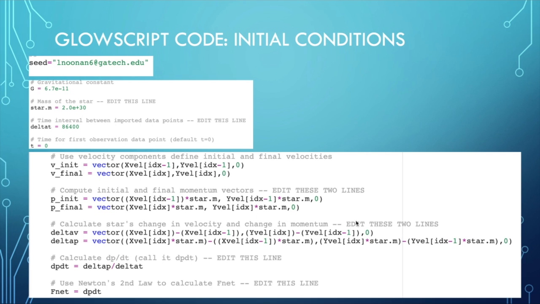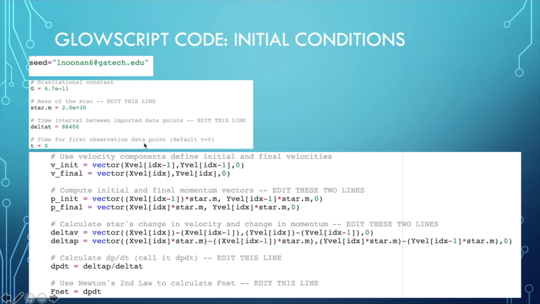So with the actual code itself, the initial setup I had, my seed was my Georgia Tech email, which gave me a unique set of data. And then here we have the gravitational constant entered in, the star's mass of 2 times 10 to the 30th, and then the delta T involved, which was the amount of seconds in a day, 86,400 seconds.